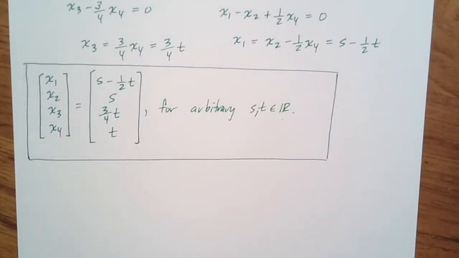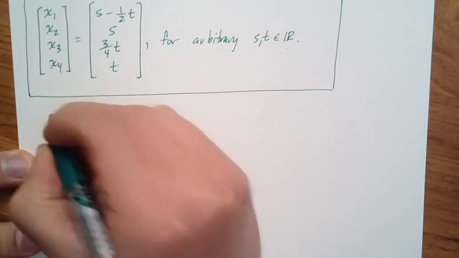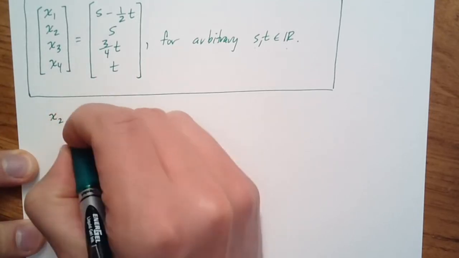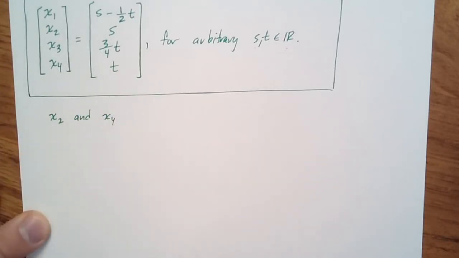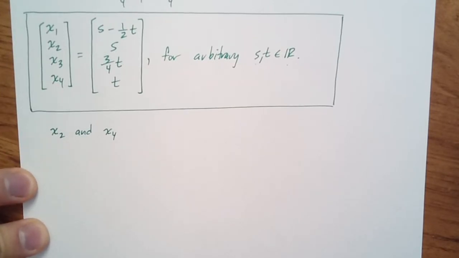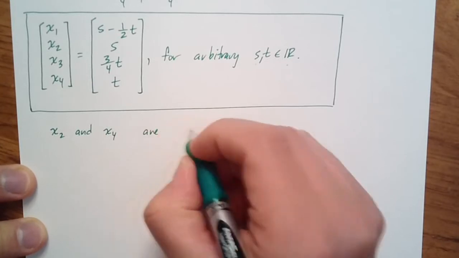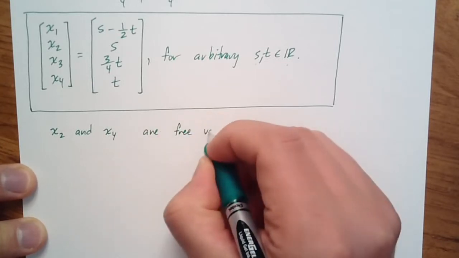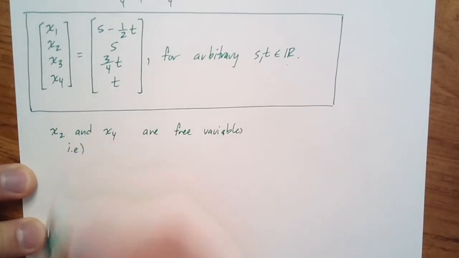I do want to write down a couple more definitions that come up here about the variables before we do that, though. So we have a name for variables like x2 and x4. So let me write that down. What I mean by that is they got assigned parameters here, right? So variables like that, if you assign parameters to variables, they're called free variables. So let's write that down. x2 and x4 are free variables. In other words, we're giving them parameters.